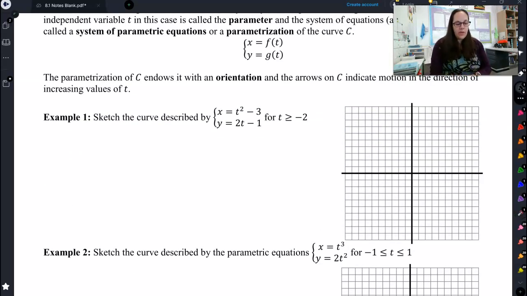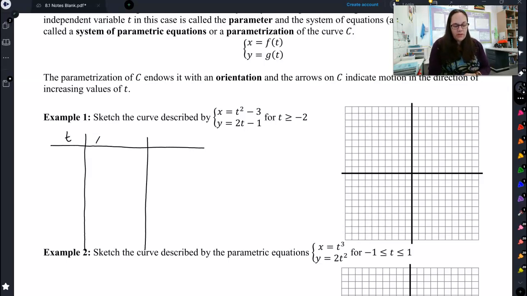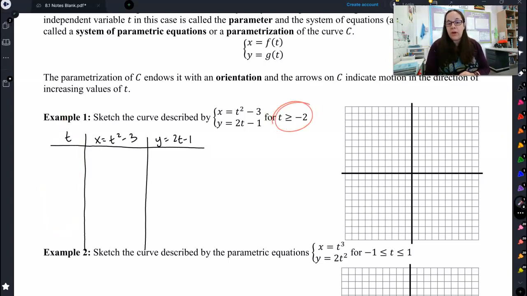Here's how we're going to do this. All we're going to do is create a big t-table, where the first column is going to be our time, and the second and third columns are going to be all our x coordinates and y coordinates. Now this problem says I want t to be greater than or equal to -2. So I'm going to start my numbers at -2 and work my way up. Now all I need to do is plug these times into these individual equations.